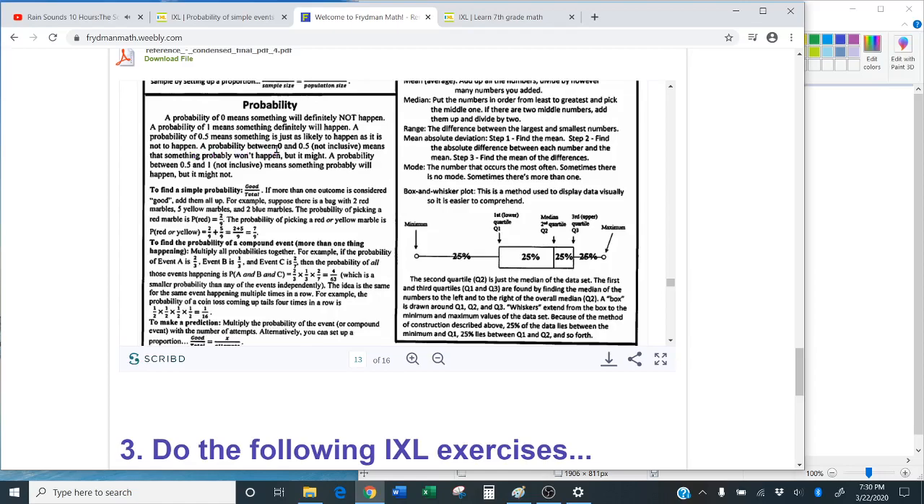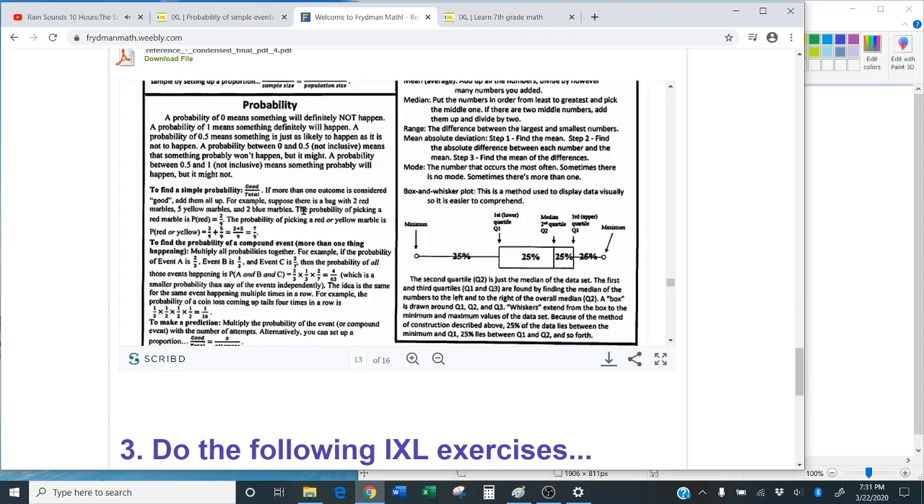A probability that's somewhere between 0 and 0.5, or between 0% and 50%, not including 0% or 50%, just somewhere in between, means that the event probably won't happen, but it still might. And a probability between 0.5 and 1, or between 50% and 100%, meaning something like 61% or 87% or 99%, means that it probably will happen, but it still might not.